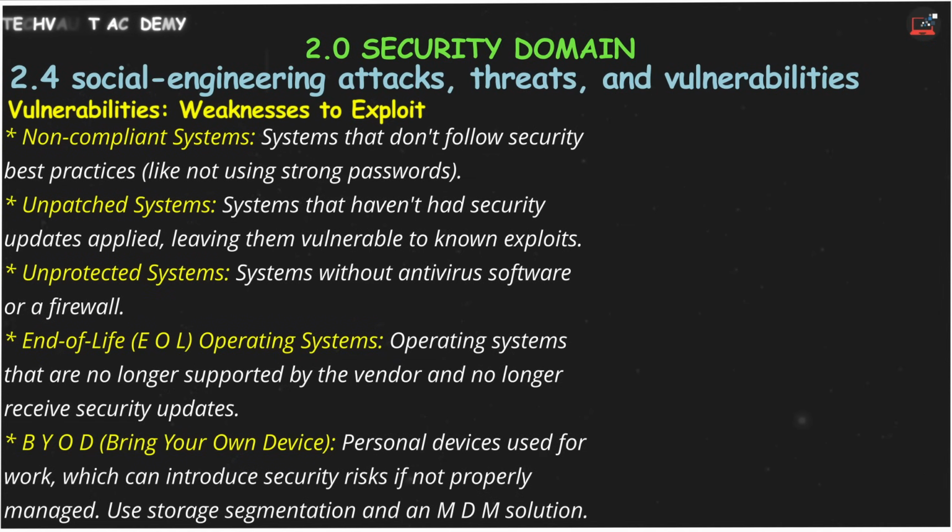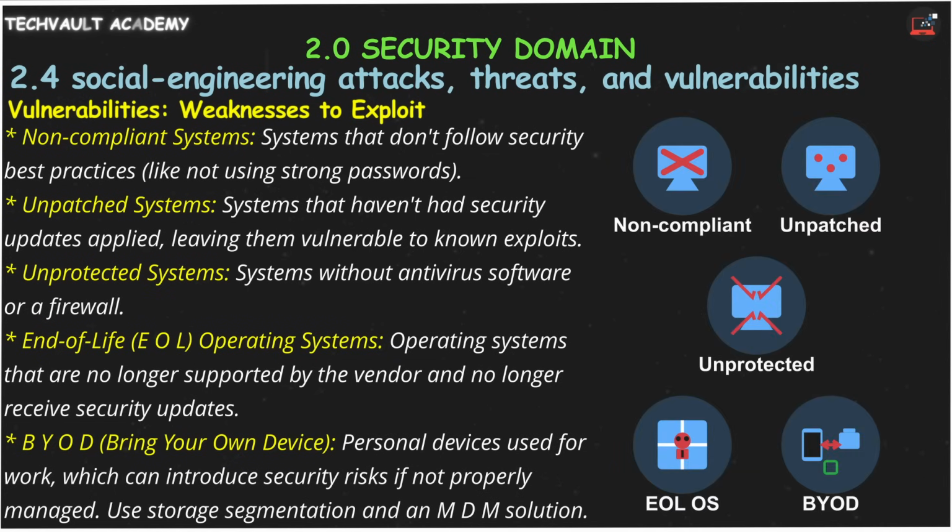Vulnerabilities, weaknesses to exploit. Vulnerabilities are weaknesses in systems or software that attackers can exploit. Non-compliant systems, systems that don't follow security best practices, like not using strong passwords. Unpatched systems, systems that haven't had security updates applied, leaving them vulnerable to known exploits. Unprotected systems, systems without antivirus software or a firewall. End of life, EOL. Operating systems that are no longer supported by the vendor and no longer receive security updates.